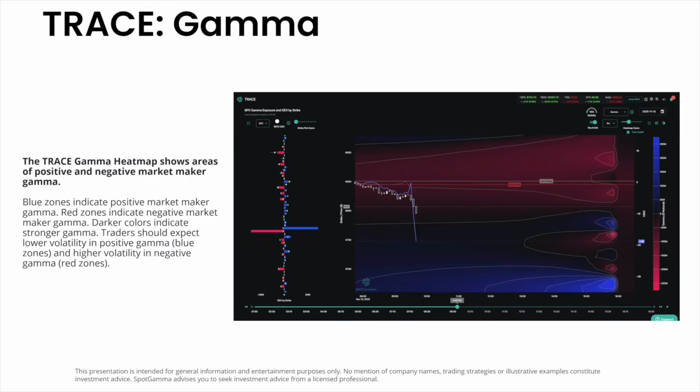For this trade, I use the trace gamma heat map. It is also proprietary to SpotGamma, and it is updated every 10 minutes. The trace gamma heat map shows areas of positive and negative market maker gamma for SPX. Blue zones indicate positive market maker gamma. Red zones indicate negative gamma. Darker colors indicate stronger gamma. Traders should expect lower volatility in positive gamma, that's the blue zones, and higher volatility in negative gamma, that's the red zones.